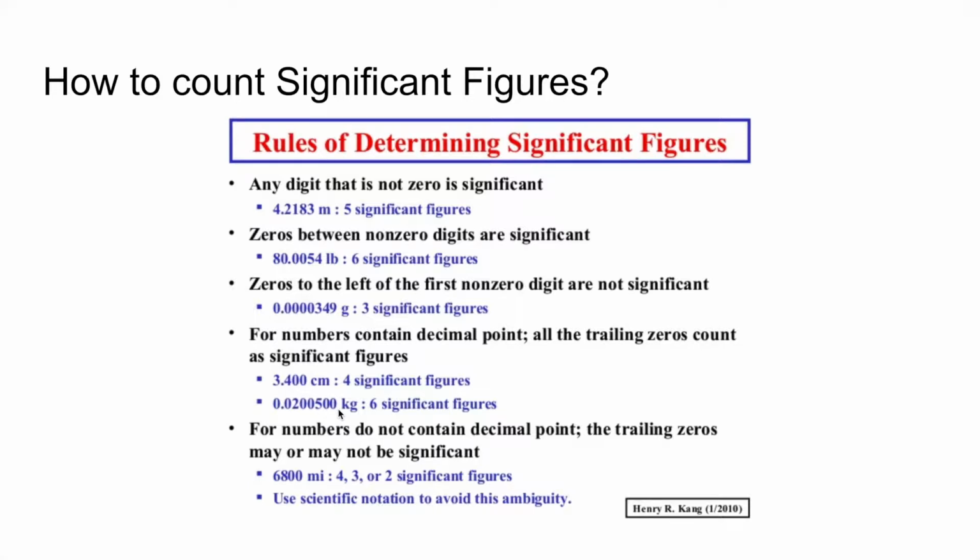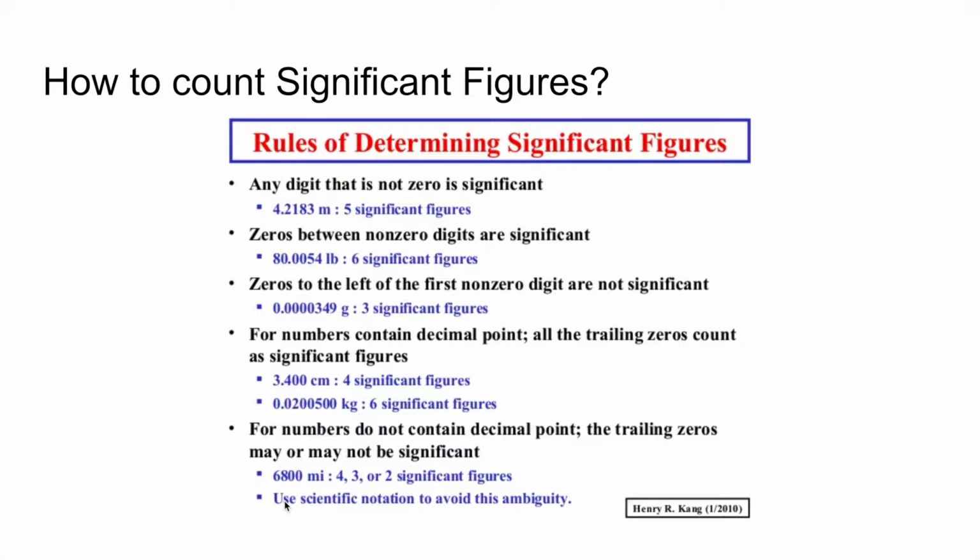6 significant figures. For numbers that do not contain a decimal point, the trailing zeros may or may not be significant. So for this one, there's no period. So this can be 1, 2. This can also be 1, 2, 3. This can also be 1, 2, 3, 4. So how do we fix that? Well, using scientific notation, but you can also put a period, right? But to avoid that, use scientific notation.